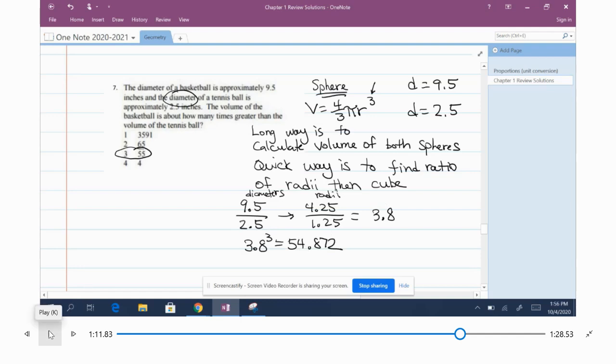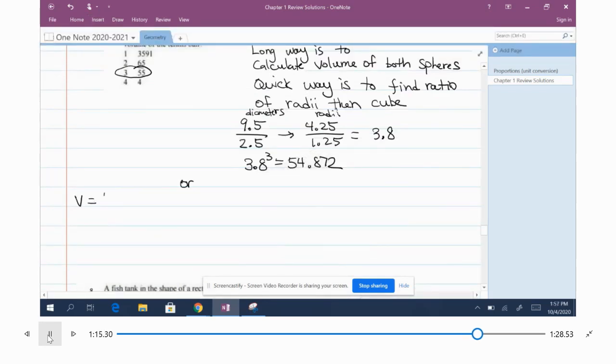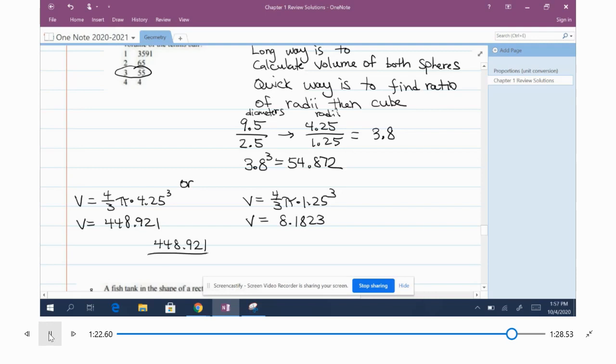For now, we don't know that trick yet, so I'm going to have to calculate the volume of both spheres and then divide, and you'll see it's the same answer. Notice that carefully. They give us the diameter, so you've got to cut that in half to get the radius in both cases. Now we've got to cube the radius, so please be careful of that.